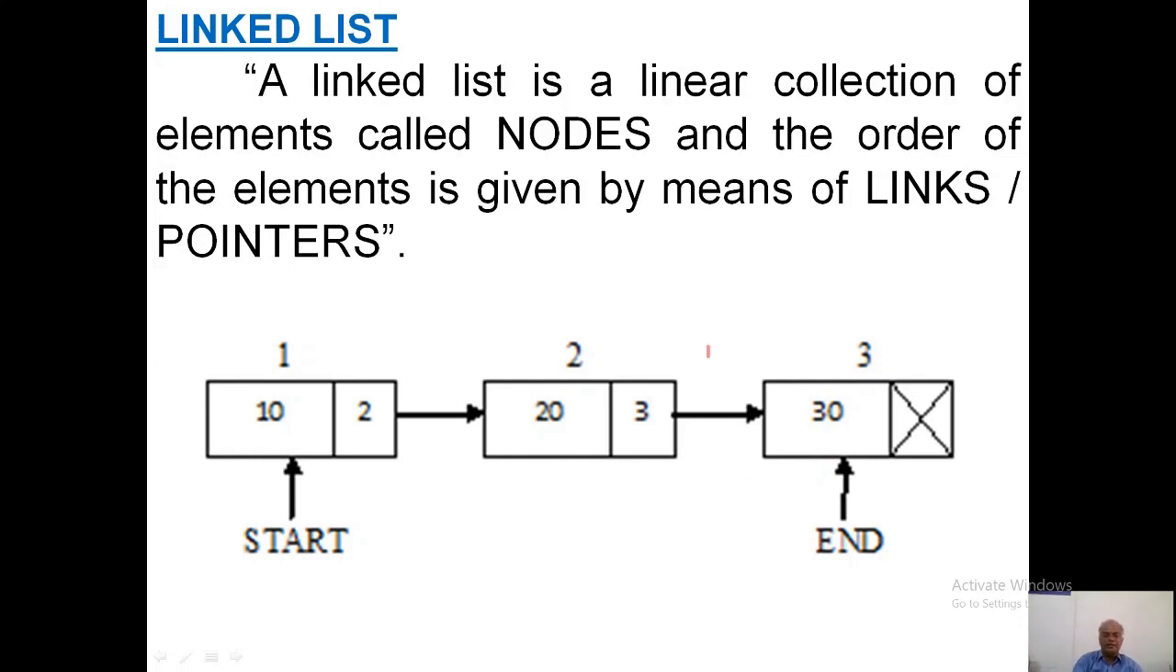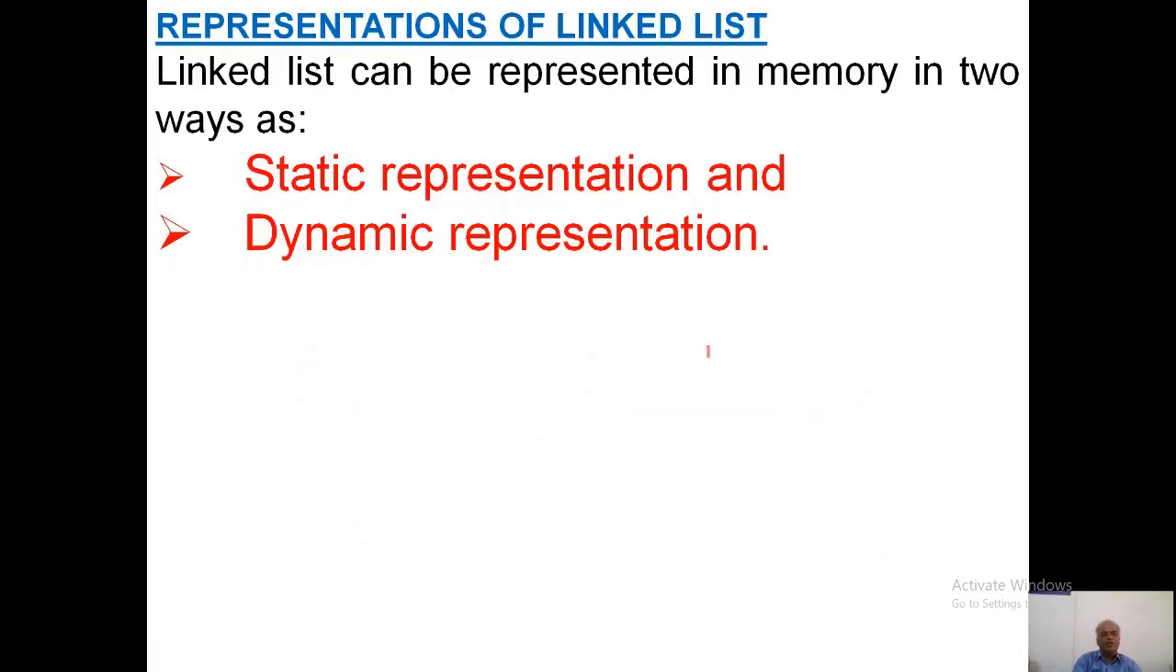We already went through linked list in previous videos. Again I am repeating it. Here is the representation of linked list. A linked list can be represented in memory in two ways. One is static representation, the next one is dynamic representation. Now we all know static representation as well as dynamic representation.